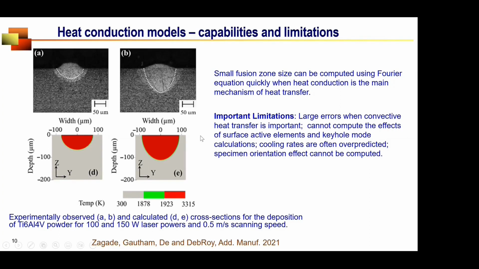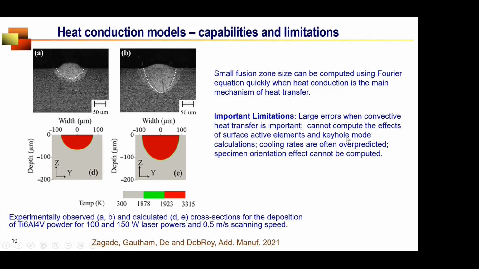And there are some other limitations, like if we want to look at the effects of what we call surface active elements, elements that have a large negative enthalpy of segregation, that love to go to the surface and modify the temperature gradient of surface tension. For those elements, the shapes change with small amounts of elements like sulfur, selenium, tellurium, oxygen. And under those conditions, we should not be using heat conduction models.